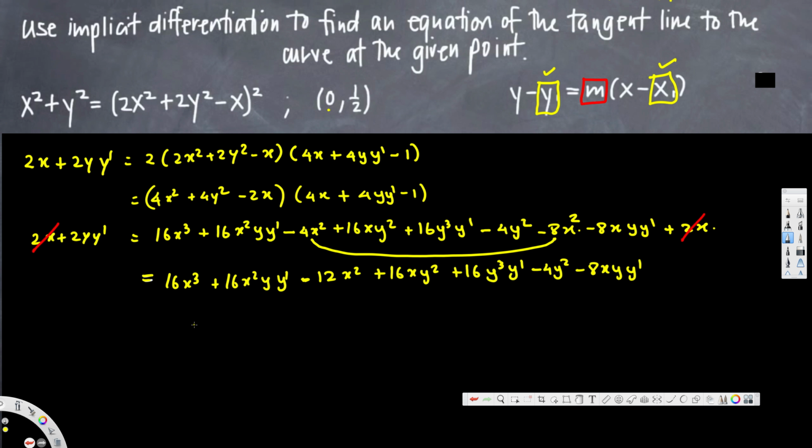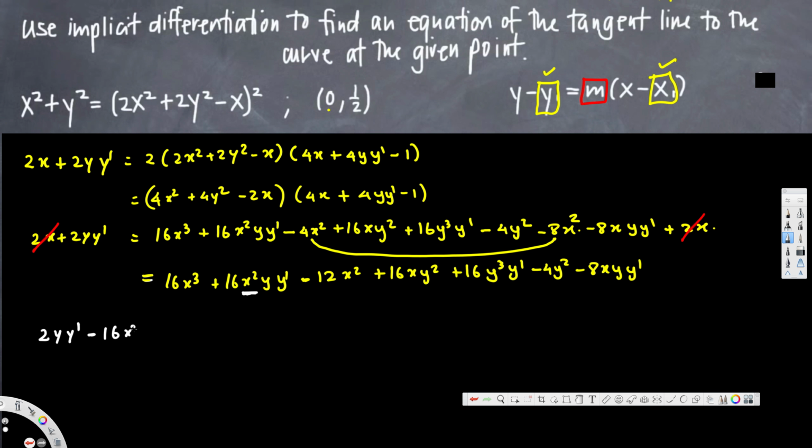Okay, now what we are going to do is bring all the y primes to one side, so it will be easier for us to solve for y prime. Let's bring all the y prime terms. Here we already have 2y prime on the left side, and let's look at the right side. Here we have this term that contains y prime, so we are going to move this one to this side.